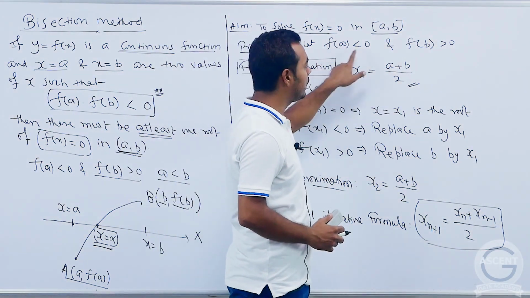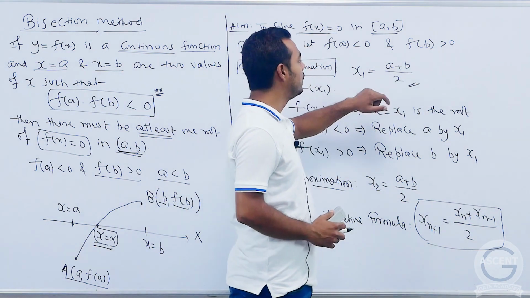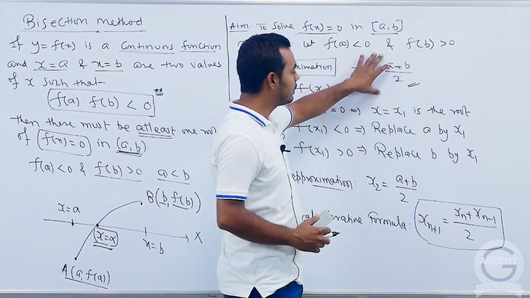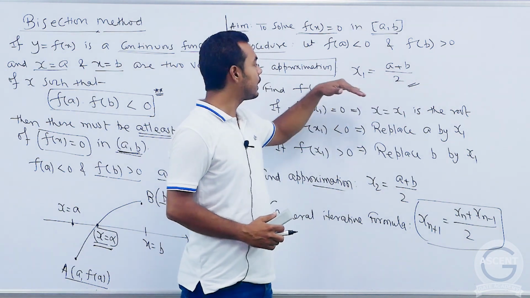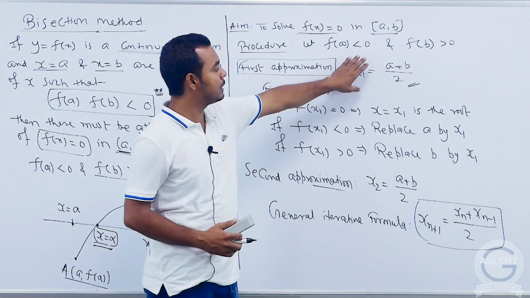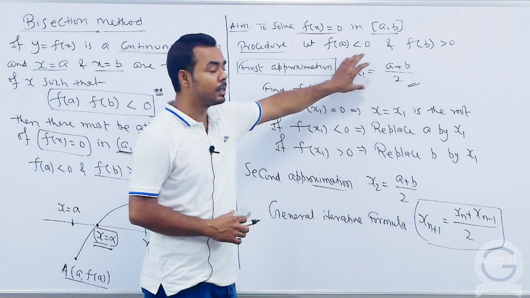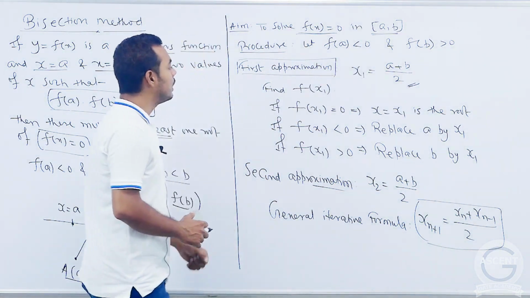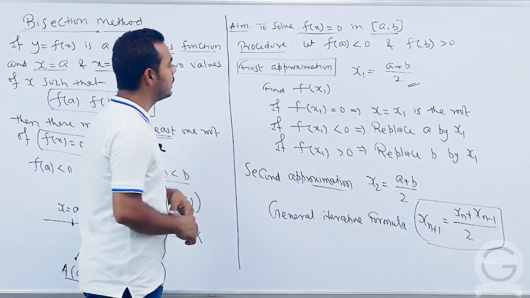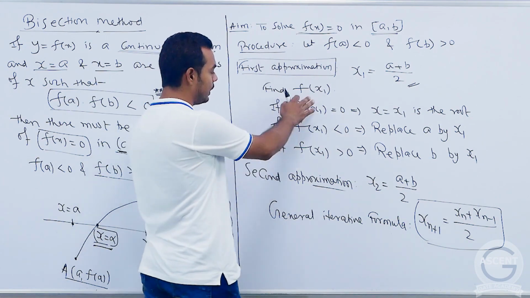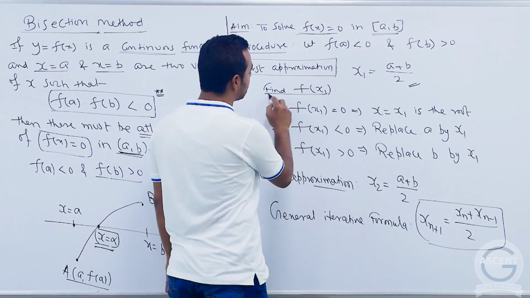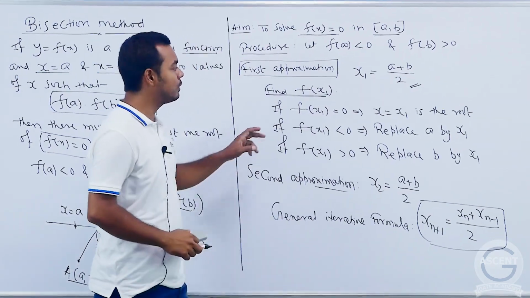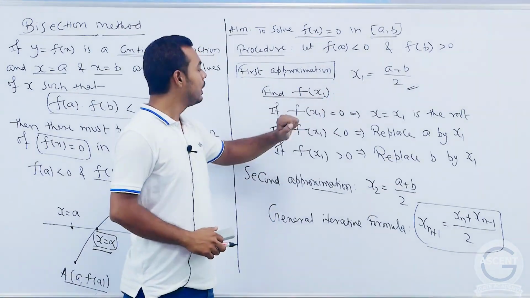At a we had a negative value, at b we had a positive value. So we are trying to find out what should be the first approximation. This will be simply (a plus b) by 2, meaning that after the first iteration we can say that x1 is approximately the root. Now if we want more accuracy, to find the next approximation, we have to find f of x1. We have to calculate the value of the function at this point x1.